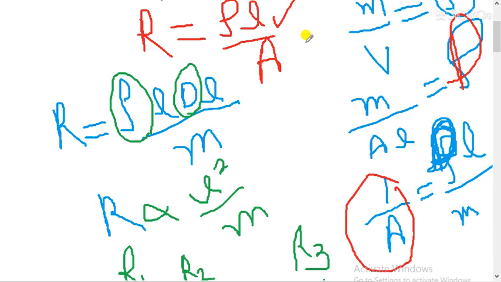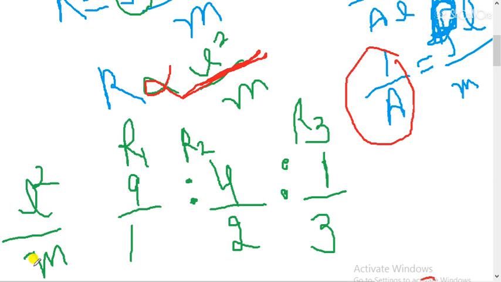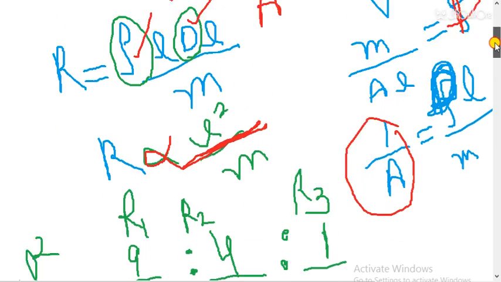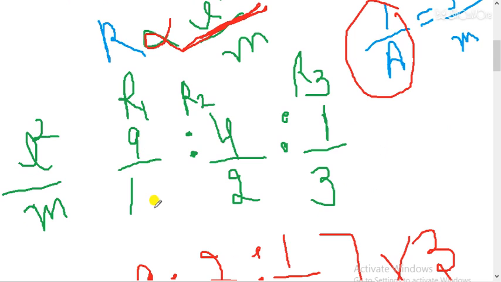Now putting this 1 by A value, 1 by A's value is D L by M. You can see here two values are constant, resistivity is constant and density is constant. That means resistance is directly proportional to L square by M. Now I cannot find the direct value, but I can find the ratio between them. So ratio between them is depending upon L square by M. So ratio is given. So first ratio M1 is 1 and length is 3. So 3 square by M1. In the second case 2 square by 2, and in the third case 1 square by 3.